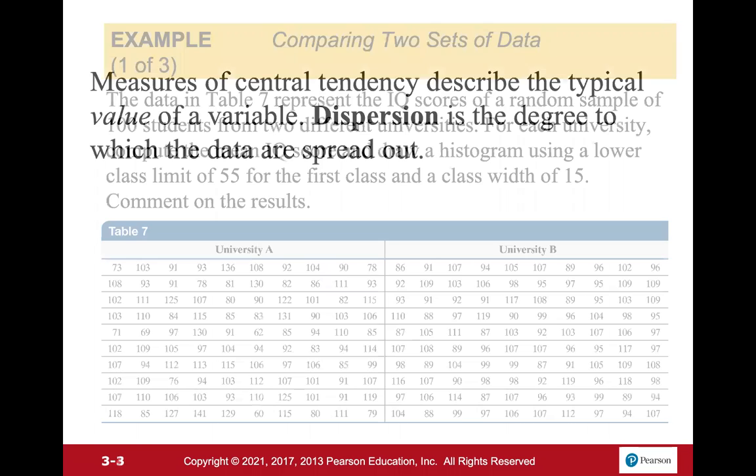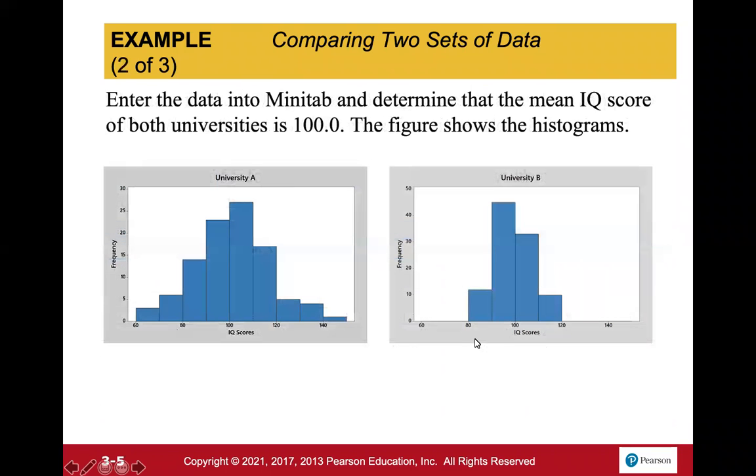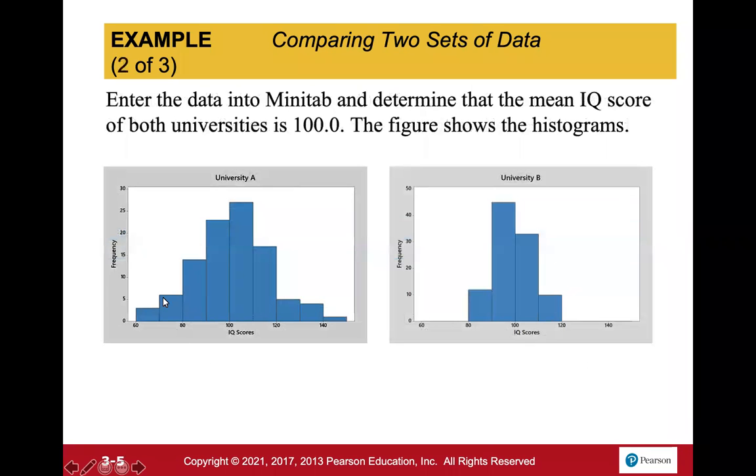So looking at these two data sets, the data in table 7 represent the IQ scores of a random sample of 100 students from 2 different universities. For each university, compute the mean IQ score and draw the histogram. We personally don't have to do that because they have it right here for us. We could grab all the information and take it over to Excel and find the stats on it, but here they graphed it for us.